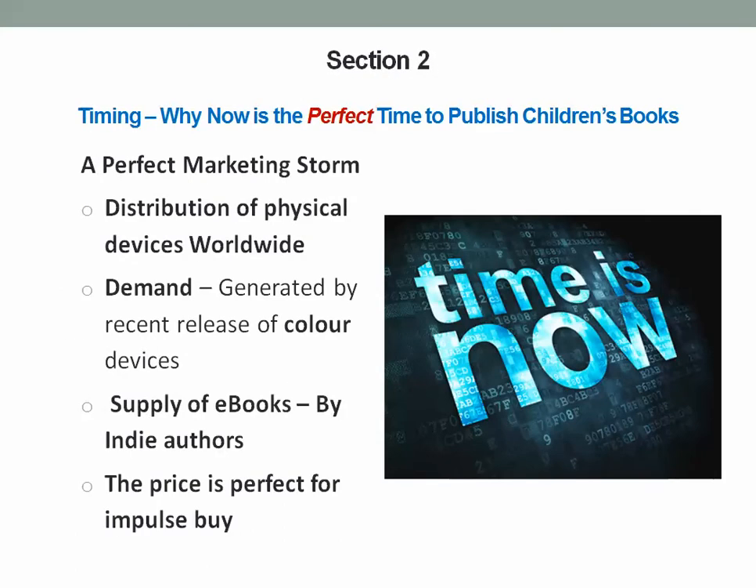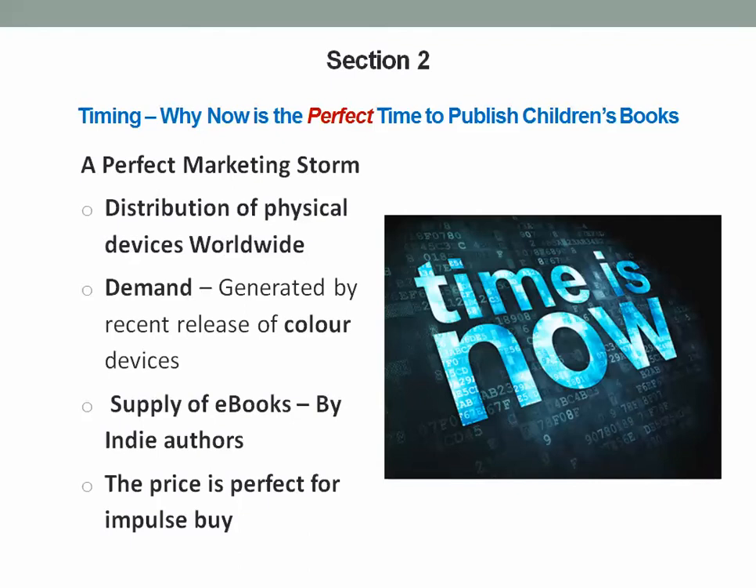Now the first section we want to talk about and concentrate on is timing. Why now is the perfect time to publish children's books? Well, I put it all down to a perfect marketing storm which has been brewing really for the last 6 months to a year. When you get supply, demand and price all perfectly aligned, then the timing is perfect for real positive activity. And we've got exactly that.